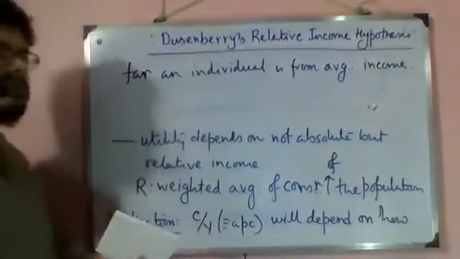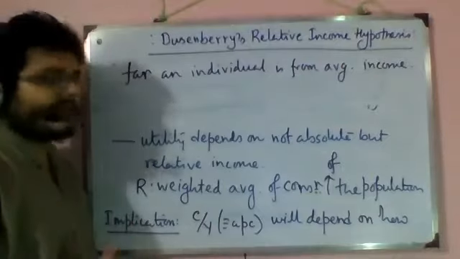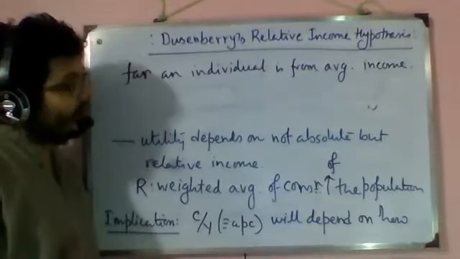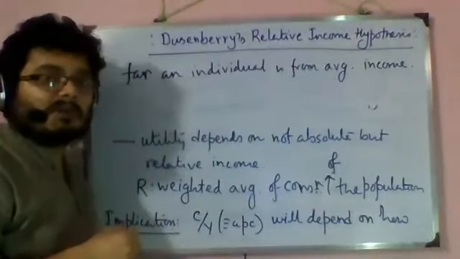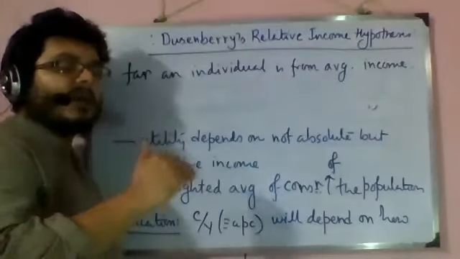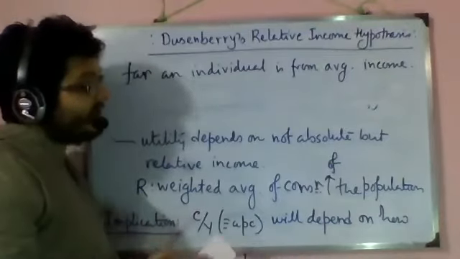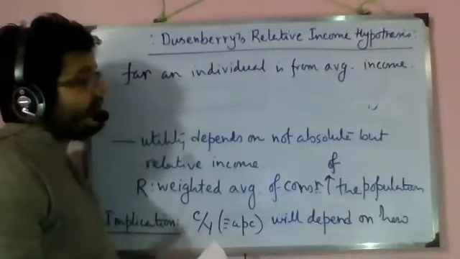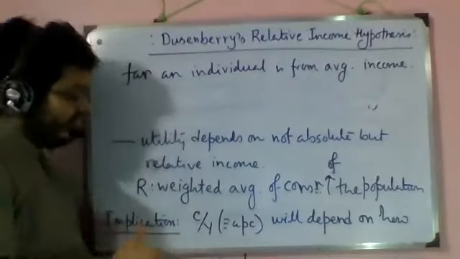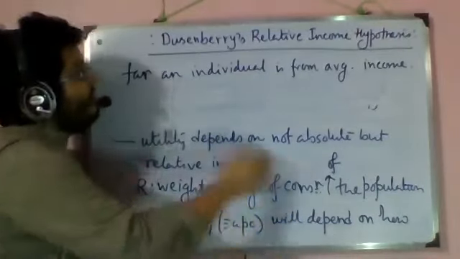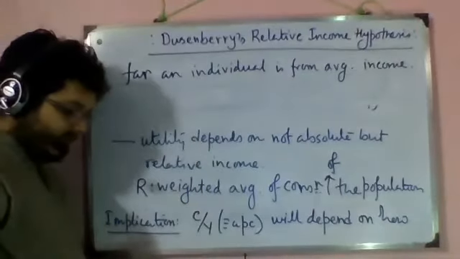So you can think of this as a motivational problem: since I belong in the group, though my income is not really the average income, I try to consume at the level of average consumption. And obviously then the discrepancy will be higher as we go further and further from the average income. So that's why C by Y, that is APC, will depend on how far an individual is from the average income.